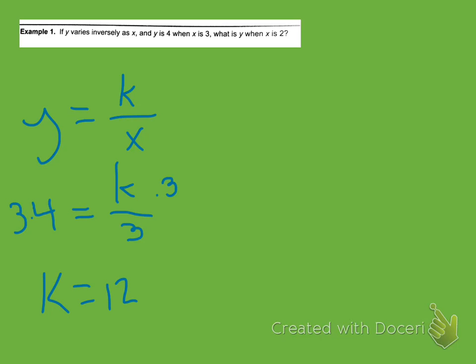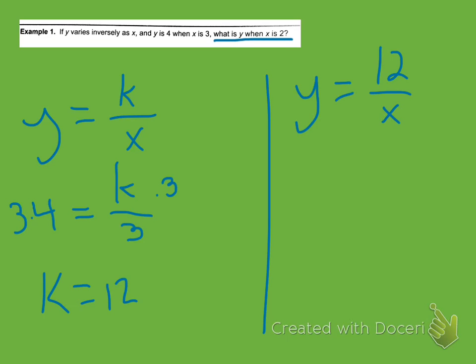So our inverse variation equation is y equals 12 over x. Okay, then we look at the last part, and it says, what is y when x is 2? So then you would divide, and it would be 6. We put a 2 in there, so we'll have y equals 12 over 2, so y is 6.